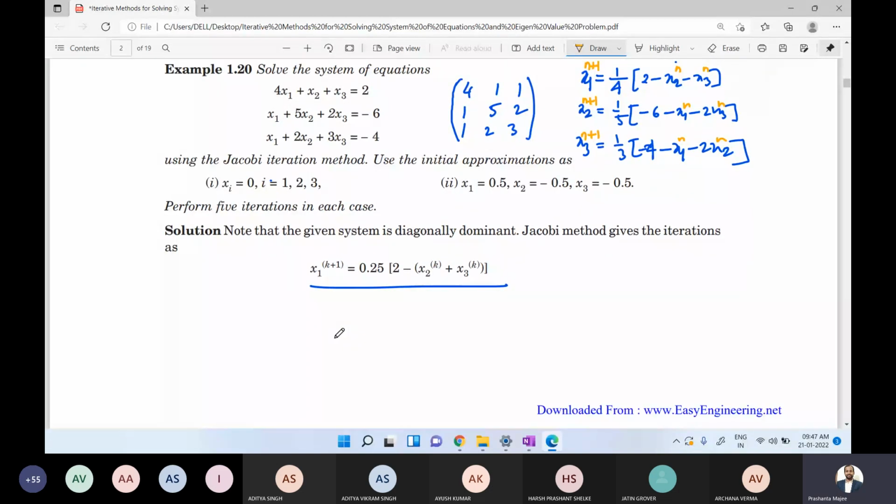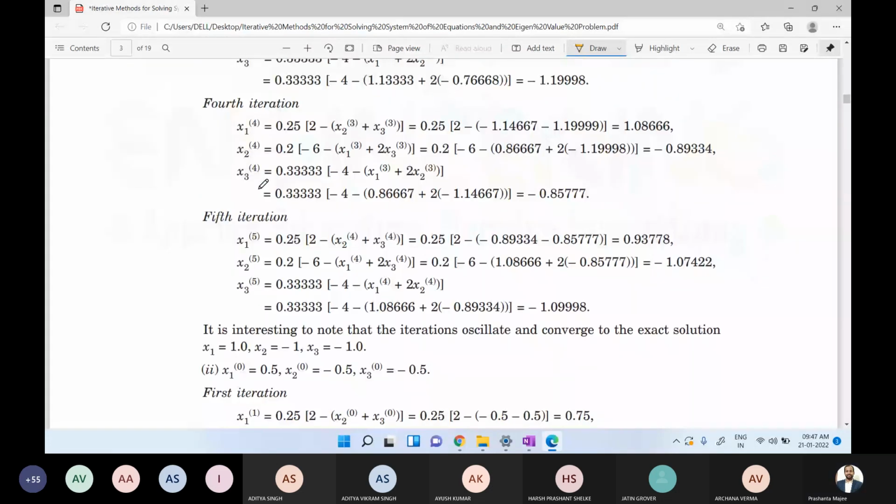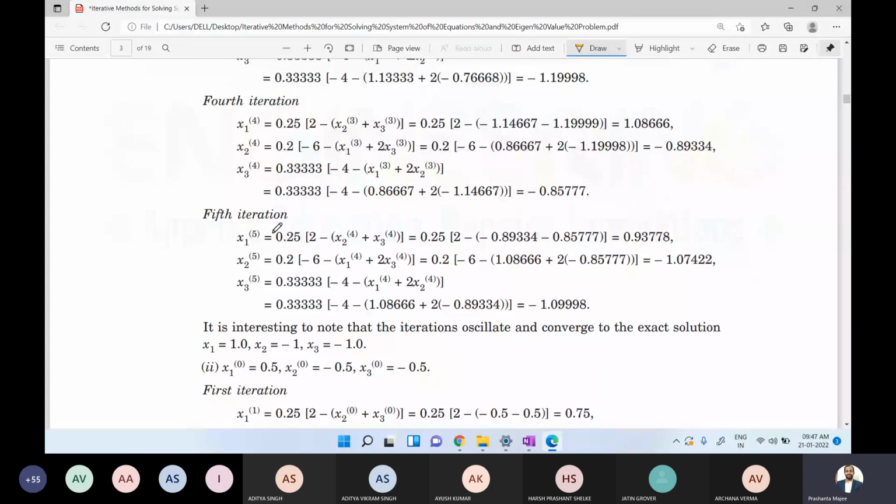So when you choose x1, x2, x3 all 0, then after the fifth iteration you are getting the values: x1 at 50 iteration is 0.93778, x2 at 50 iteration is -1.07422, and x3 at 50 iteration is -1.09998. So these are the approximate values after the fifth iteration.